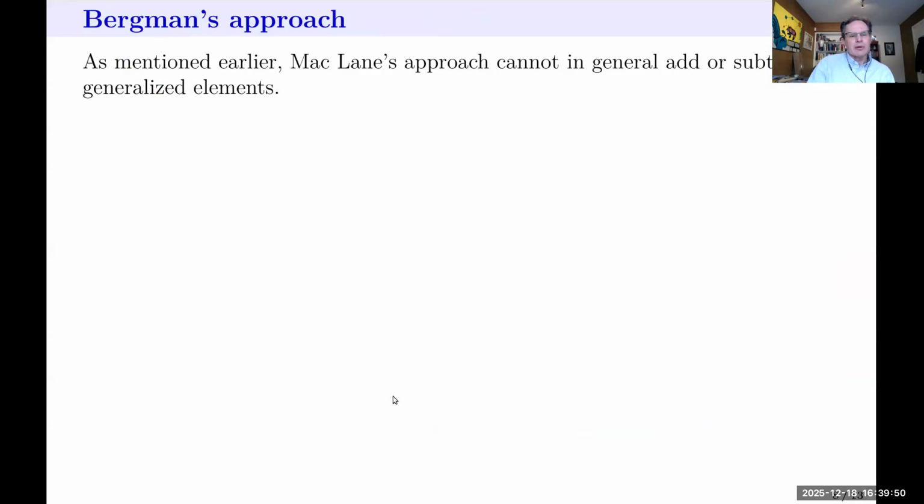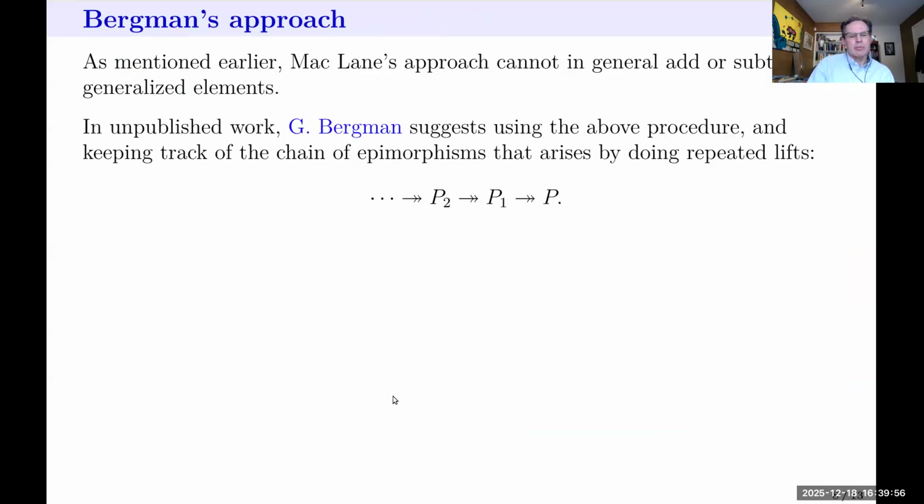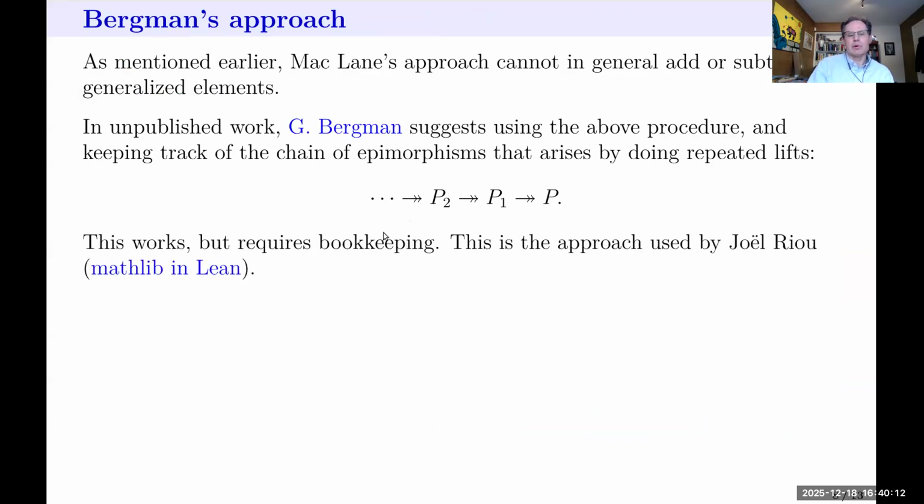So as I mentioned, though, you can't add and subtract maps very well with his setup. So there's an unpublished paper of Bergman, which I link to at the end, which suggests what you should do is use this approach, but keep track of all the epimorphisms that arise along the way every time you do a lift. And you can do that, and it does work, but it requires bookkeeping. And that was also added to MathLib a couple of years ago by Joel Ryu.